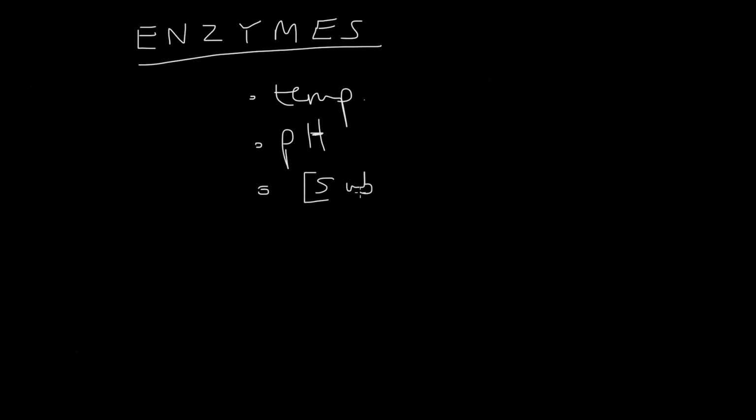The rate of reaction is also dependent on the concentration of the substrate. So just as a reminder, that's the substance that the enzyme is breaking down. And I've used the square brackets there to indicate concentration. And the other interesting thing about enzymes in general is that you can have competitive and non-competitive inhibitors. So these are molecules which will slow down the reaction.